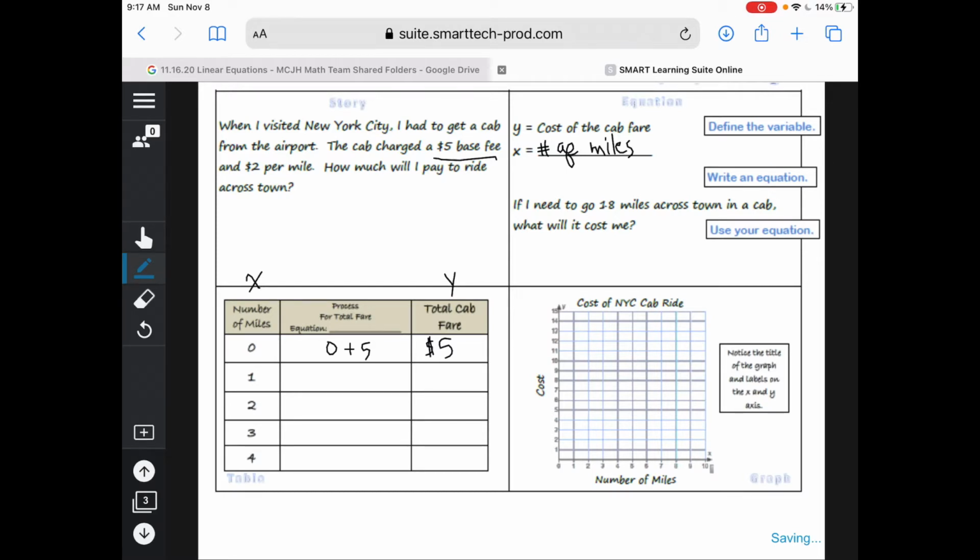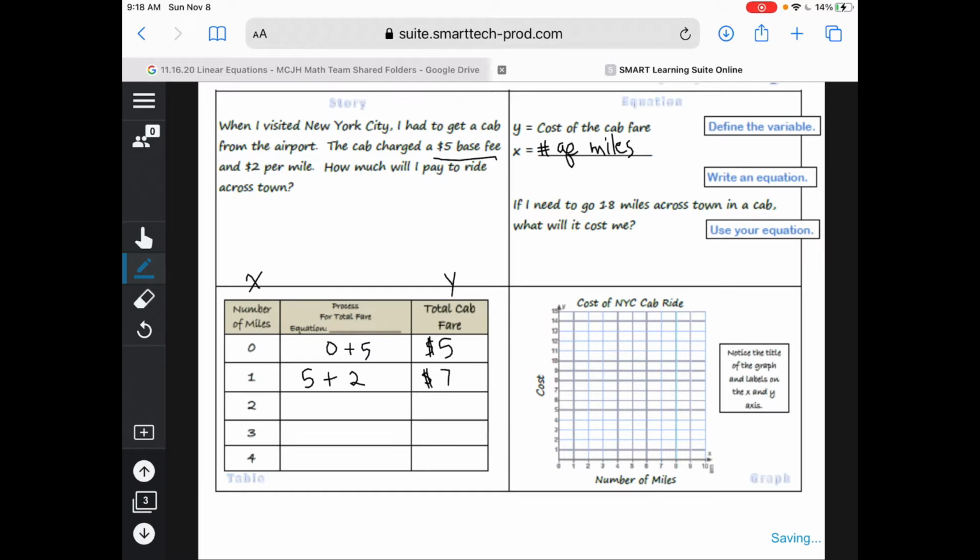If we went 1 mile, I would pay $5 for the base fee. And then it says $2 per mile. Well, I went 1 mile, so I pay $2. So it's 5 plus 2, which is $7 total dollars.